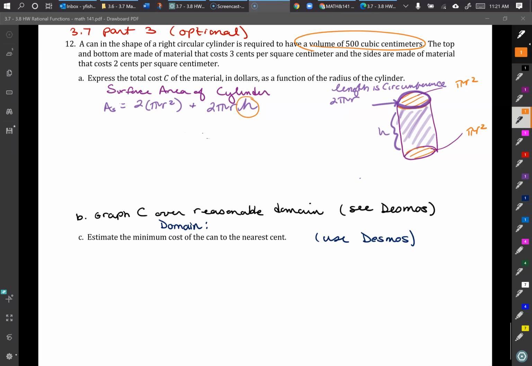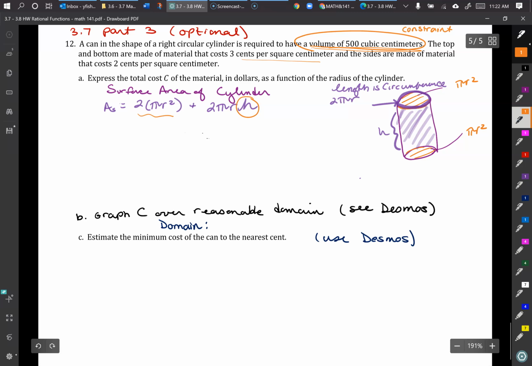So we have a can in the shape of a right circular cylinder that is required to have a volume of 500 cubic centimeters. So again, that's our constraint that we need to work with. The top and bottom, so I have both the top and bottom surface area that I need to consider, and they're circular. So we have pi r squared as our area for a circle, and we have two of those. So that's represented right here. You can see my diagram, and they're made of material that costs 3 cents per square centimeter.